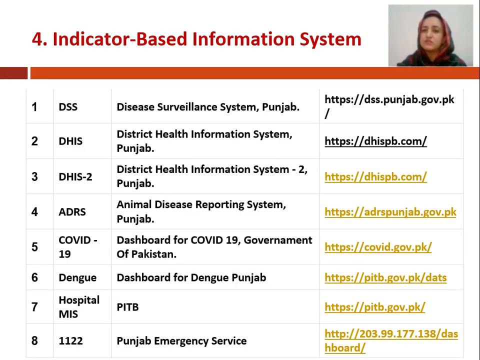Currently in Pakistan, an information system across multiple One Health sectors is in place, but all this information is indicator based. Just a quick look: we have a disease surveillance system, DSS, and DHIS, which is the District Health Information System. And now we are progressing towards District Health Information 2, which is a more advanced version of the previous one. Then we have a few disease-specific information systems as well, such as for COVID-19, for dengue, and a very important one, 1122 Punjab Emergency Rescue Service. That is also retrieving a number of data, and they also have a very good information system of their own.